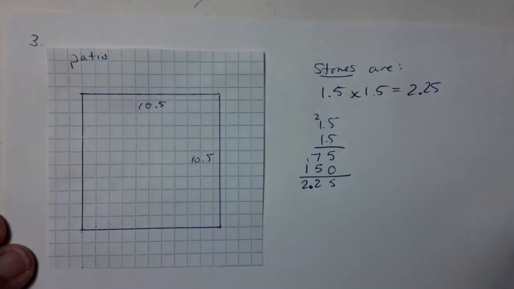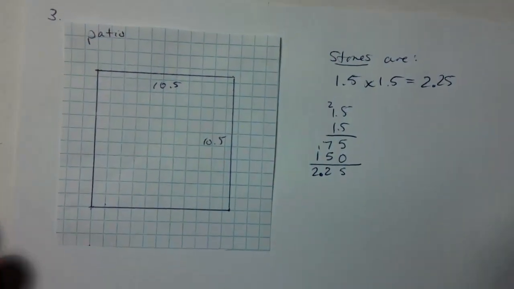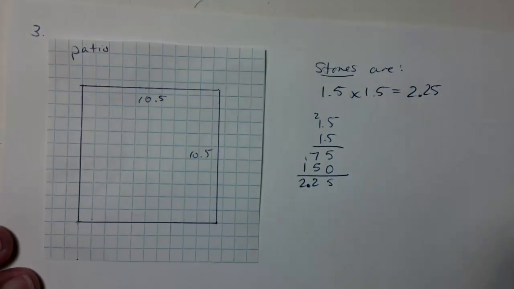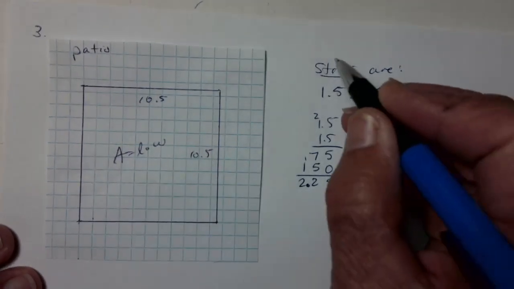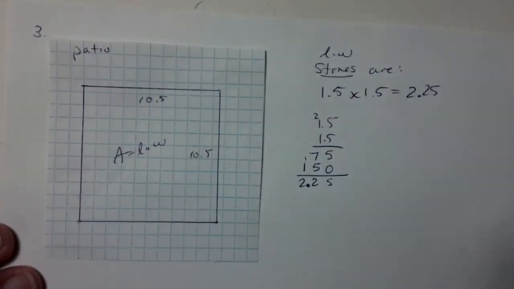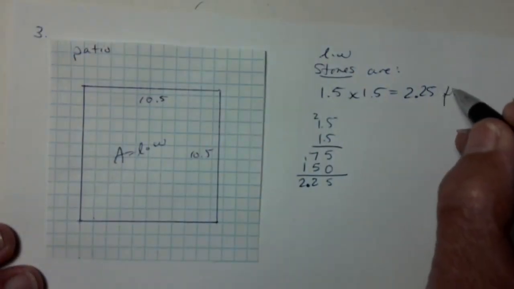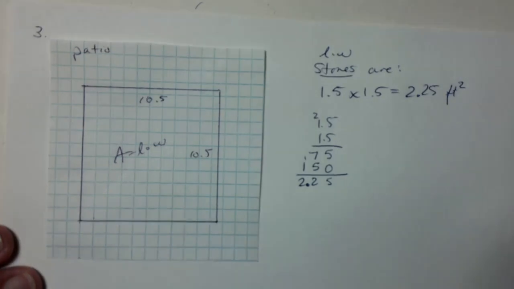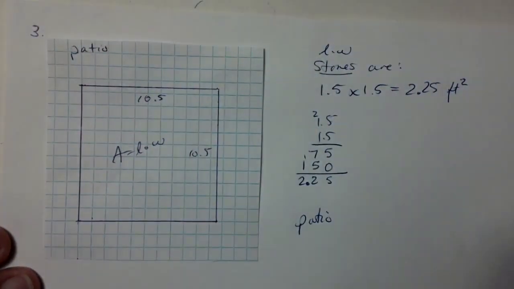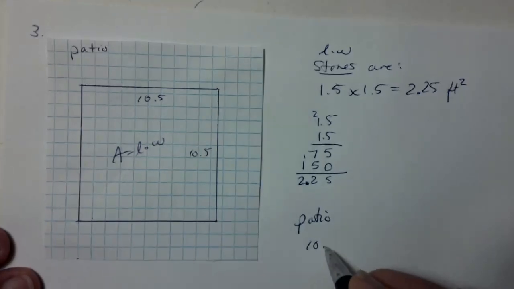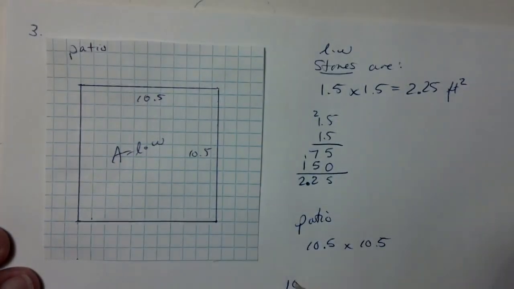Now, let's find the area of the patio. Oh, has anybody said, I don't remember how to find area? Well, area is equal to length times the width. Area of the stones is a length times the width. We just did a length times the width, and this is feet squared, because feet times feet is feet squared. Let's do the patio. Patio is 10.5 by 10.5. So we've got to come down here and do that math.